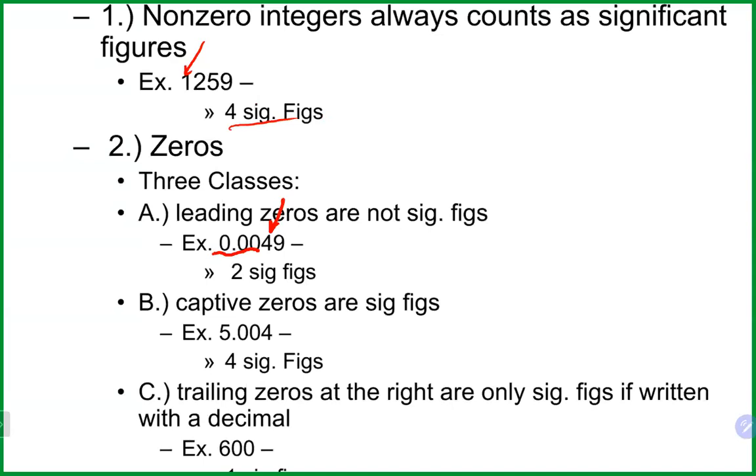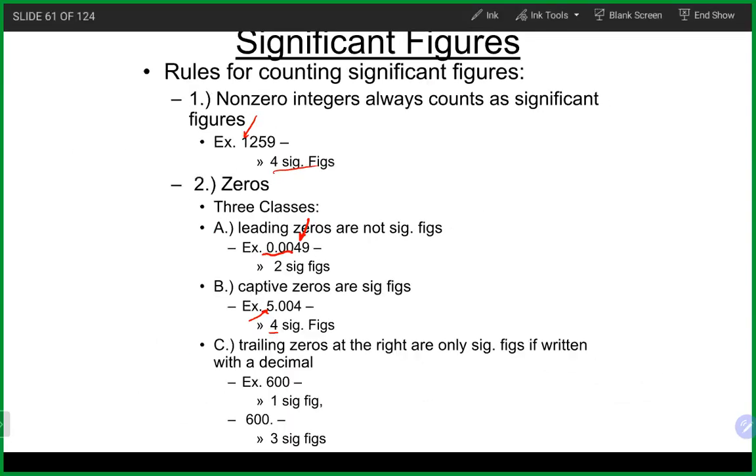And that would give it 2 significant figures. Now for zeros that find themselves trapped between 2 non-zeros, sometimes referred to as captive zeros or trapped zeros, those are always going to be significant. So once again, we follow the same rule. We would start counting at the first non-zero on the left, and that is that 5. And then the 2 zeros in the middle would be significant, and the 4 at the end would be significant. So we would have 4 significant figures in that particular number.